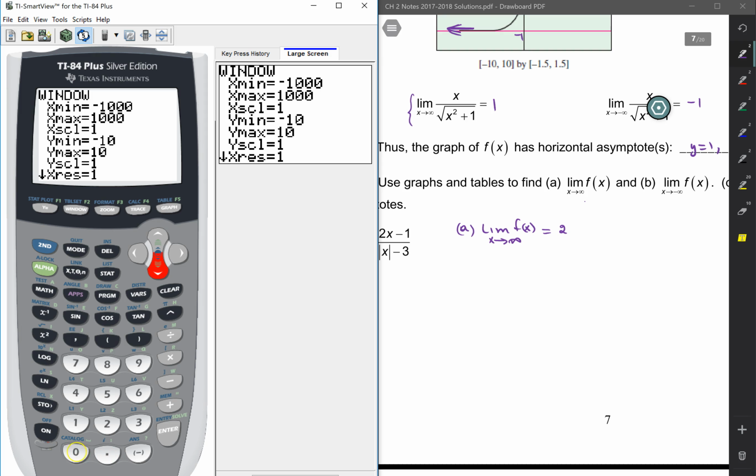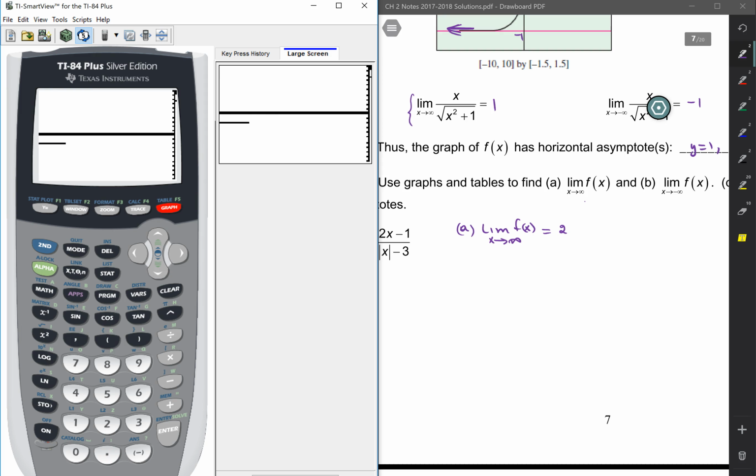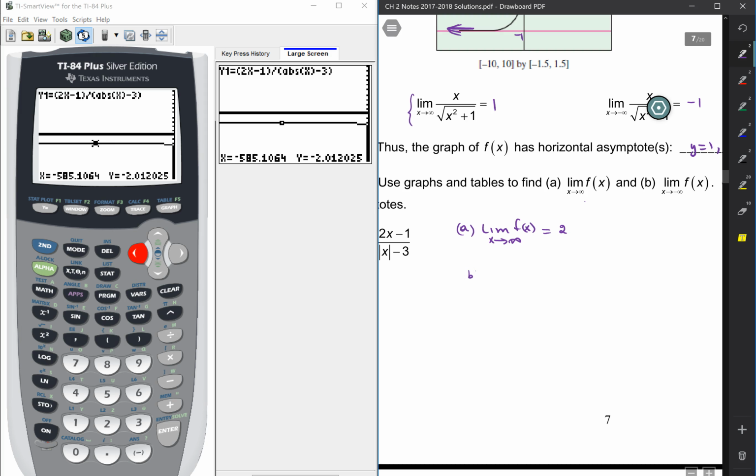Now, if I wanted to look at negative infinity, I can go to -1,000. And you know what? Let's just make that 0 here, so we just see the left-hand side. And if I graph, oh, look at that. And if I trace, where does it look like it's going? -2, right? So B, the limit as x approaches negative infinity of f of x is -2. Okay? So what would you say are the asymptotes then? Right, y equals 2 and y equals -2.